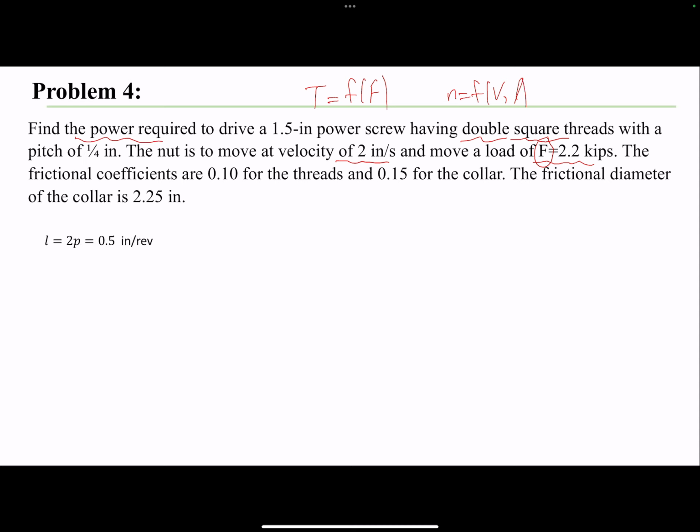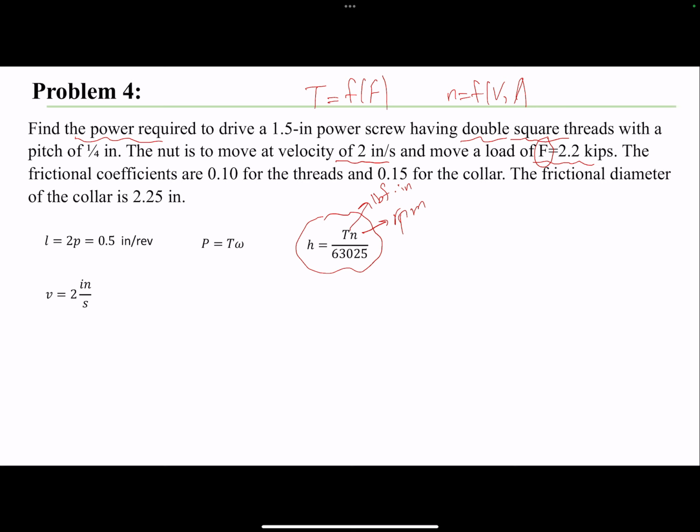So let's write the known values. The lead is twice the pitch, simply because the problem tells us it's a double thread, or double start thread, and the pitch is given to us. We have the equation for power. Whether it's SI or British system, this is the imperial system. That's the equation that we're going to use. In this, this is RPM, this is pound-force inch, so we need to know the correct units for this case.